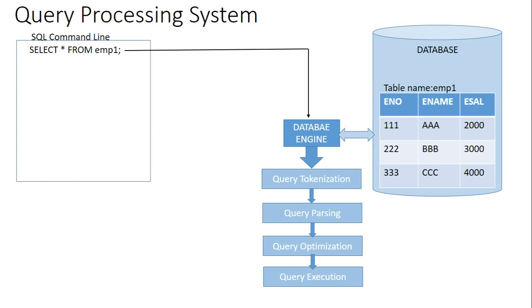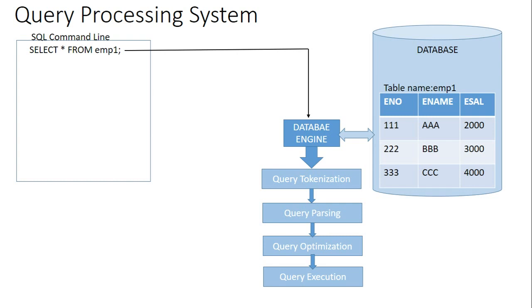So here in this slide you can see, whenever I type any query through the SQL command line, the query is actually executed by the database engine. In this case I'm using a simple query, select star from employee table 1. So I want to retrieve all the records from the employee 1 relation. Whenever I enter this query, it will be handled by the database engine.